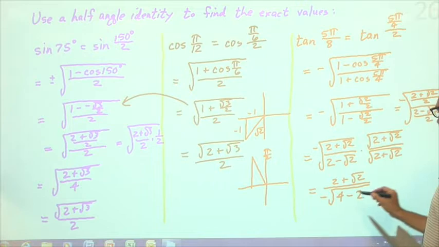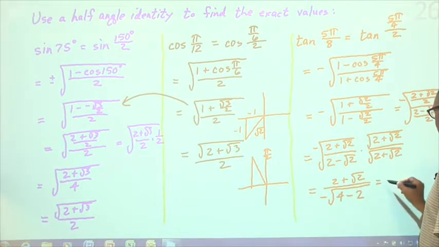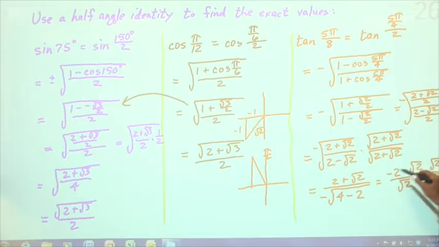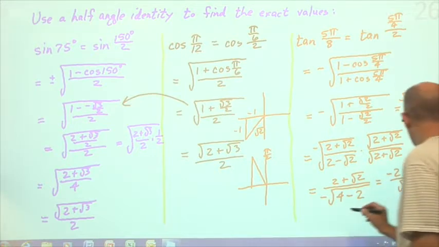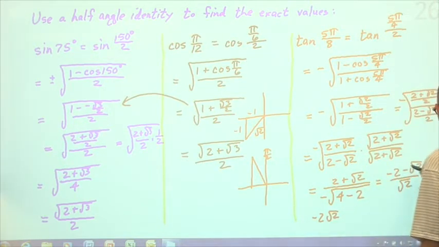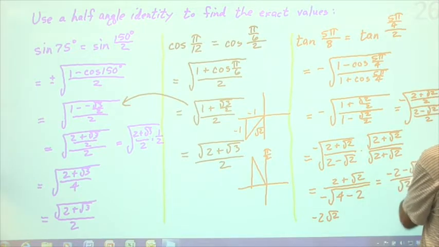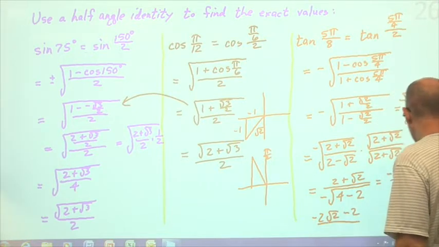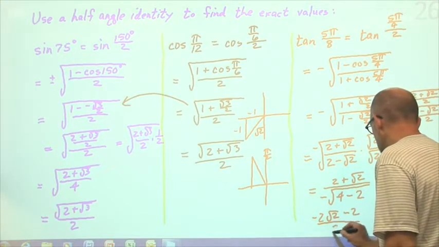Okay, so this is going to be negative 2 minus square root of 2, all divided by square root of 2. Now, what I'm going to do is multiply by the square root of 2 over square root of 2. So I have 2 times square root of 2. So this is going to be negative 2 square root of 2 minus square root of 2 times square root of 2 is 2, all divided by square root of 2 times square root of 2 is 2.